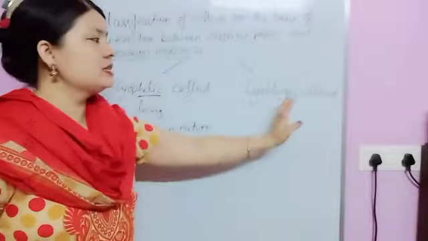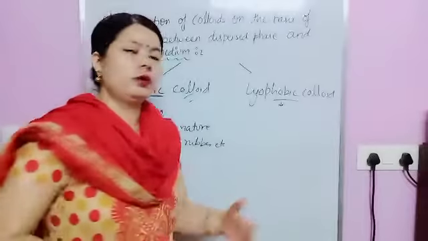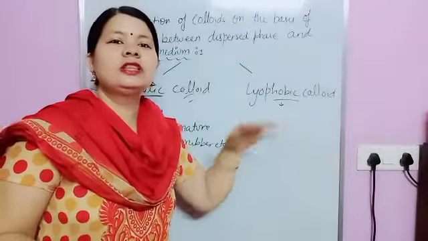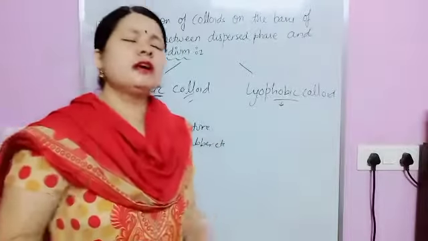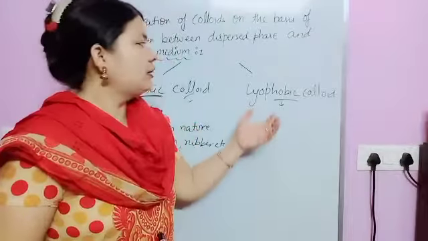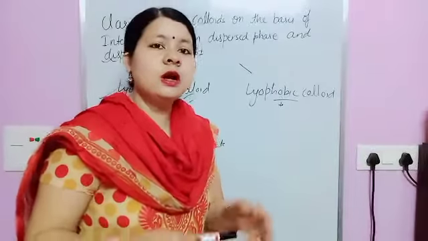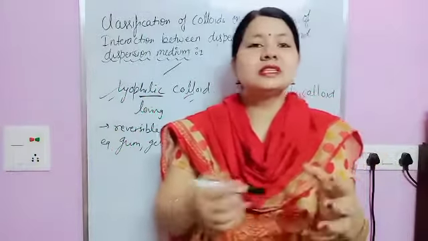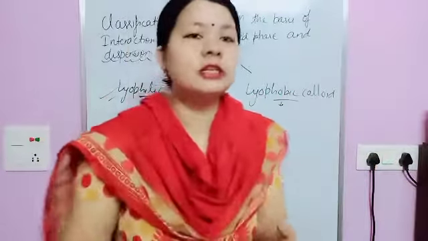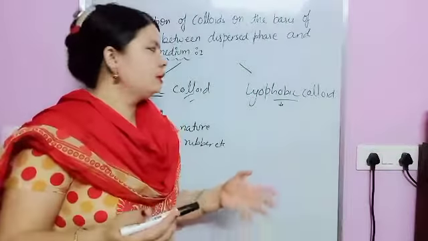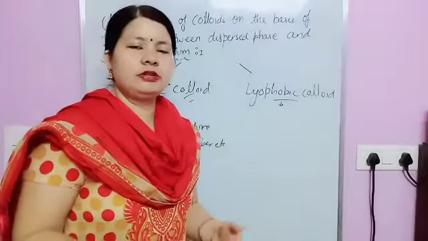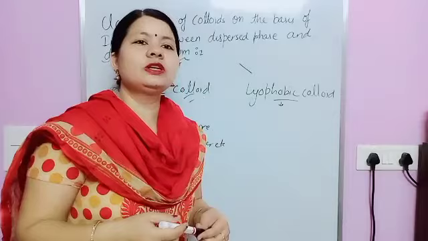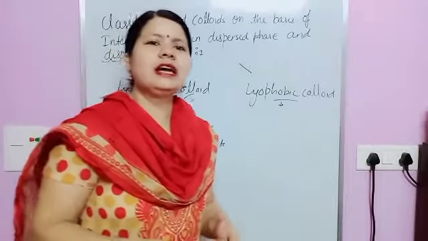Now next thing is lyophobic colloid. Hated, hating. So in this case, there is no affinity or very little affinity, almost negligible, between the dispersed phase and dispersion medium. Now if there is no affinity or very little affinity, it means this type of colloid forms with difficulty. First of all they don't form, and if they do form somewhat, they form with very much difficulty. Those which are formed with difficulty are generally unstable.